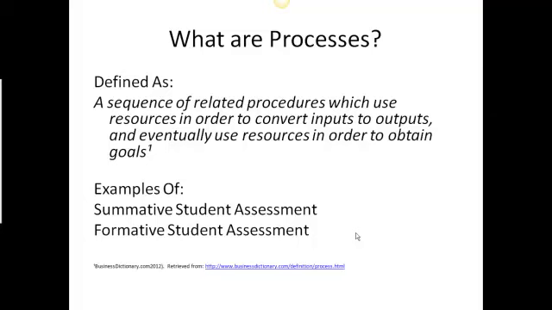So let's take a look at two typical processes that are used in a classroom. And again, these may be used in a flipped classroom or a traditional classroom, but this will give you an understanding of how to begin to look at all of the instructional processes around you to begin to understand what they are. We're going to look at two: summative student assessment and formative student assessment.